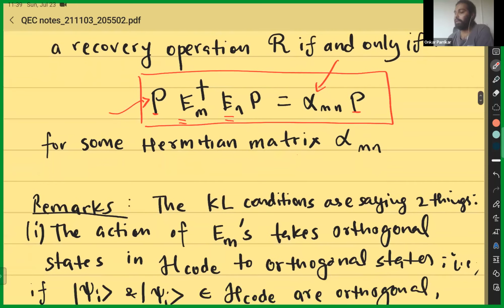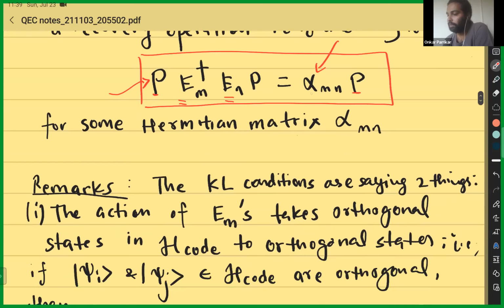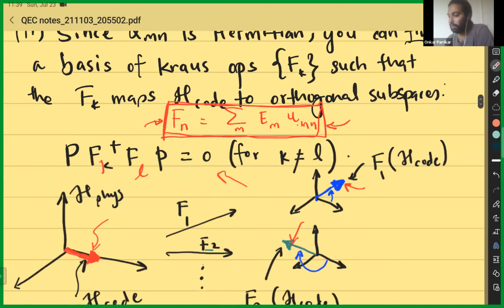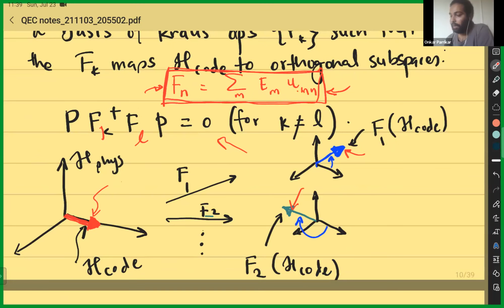Okay, and we discussed yesterday that the physical interpretation of these conditions is that firstly, the Kraus operator of the error channel must preserve the structure of the code subspace, namely it should map orthogonal vectors to orthogonal vectors. And secondly, there exists a basis of Kraus operators such that different Kraus operators map the code subspace into different orthogonal subspaces inside the bigger Hilbert space. So this is the picture that one has in mind.